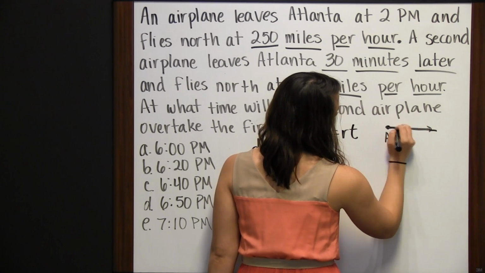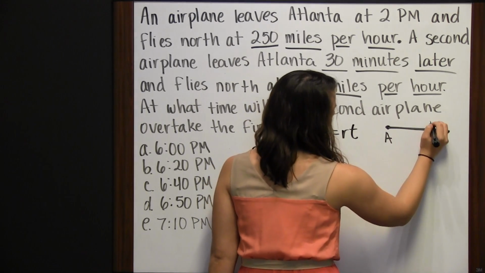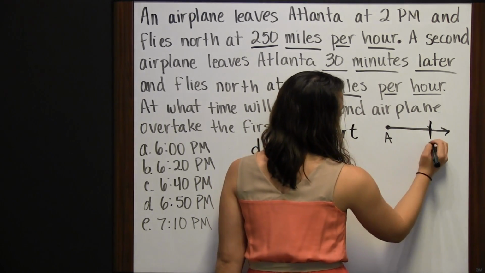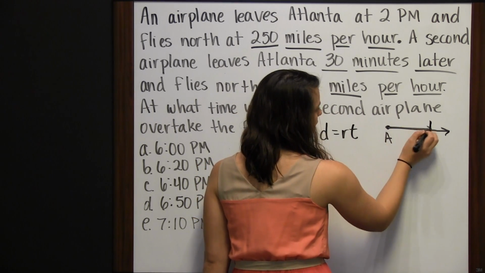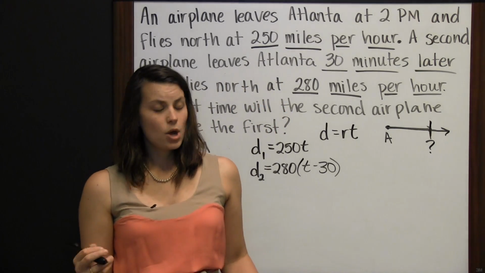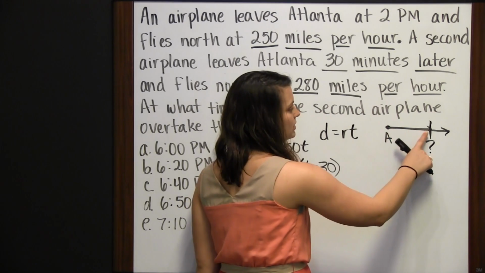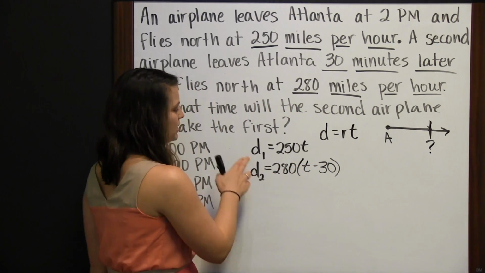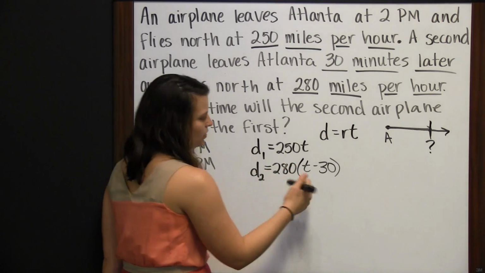And the question is, when will the second one overtake the first one? Well, this is what we're trying to find out, what time that will happen. At that time, both of these airplanes will have flown the exact same distance. We don't know what that distance is, but we know that it's the same. So we can take these two distances and set them equal.